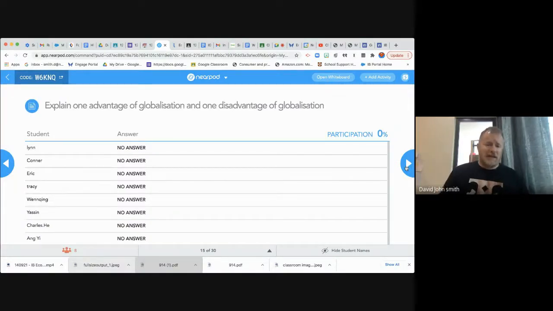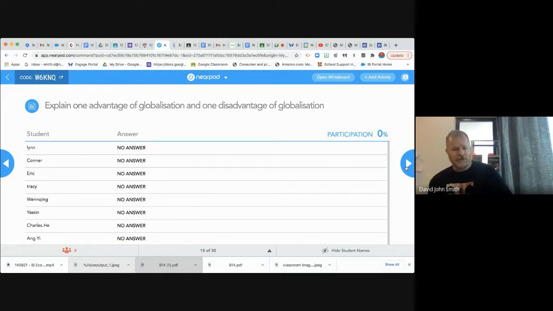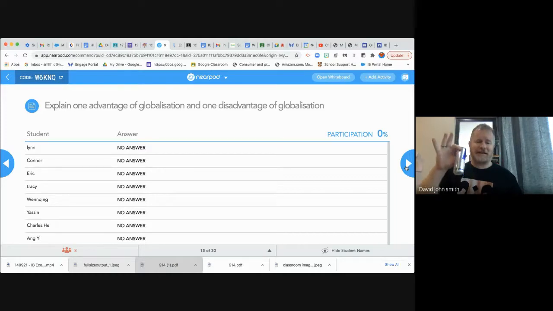So here's a big thing that you need to be able to do. Again, it's this evaluation. What is one advantage of globalization and one disadvantage of globalization? So have a go, put an answer in, what one advantage of globalization is and one disadvantage of globalization. Just one, but the key skill, as said, is explain.